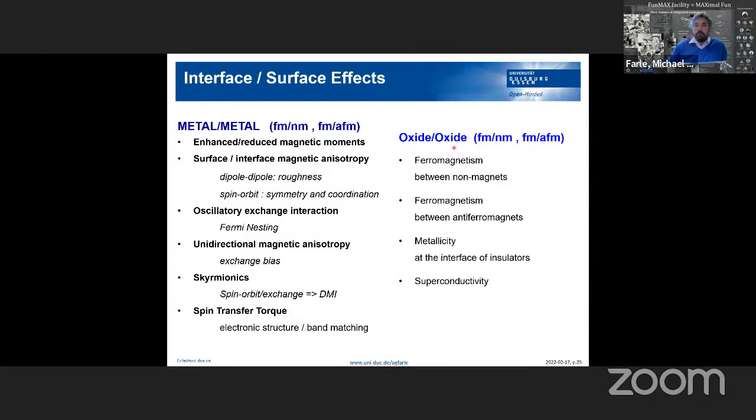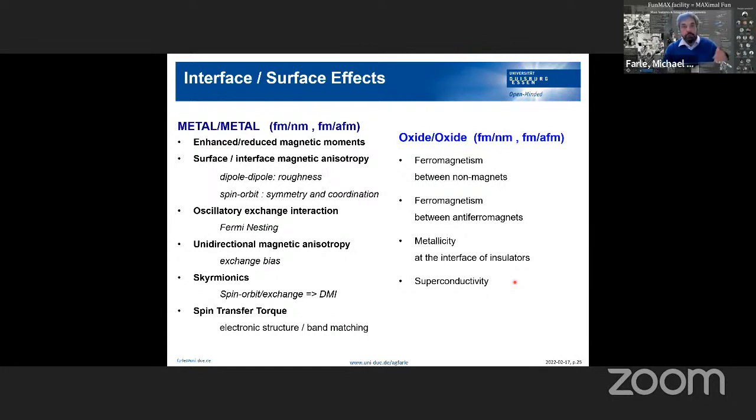So then in oxides, we also find fascinating effects. Remember that we have carbides and nitrides, very similar to oxides in the electronic ionization. So we can have ferromagnetism between two non-magnets. There's ferromagnetism between two antiferromagnets. We can have metallicity at the interface of insulators, and we can find superconductivity. So all that might reflect on the material which we call MAX phase, the wonder material.